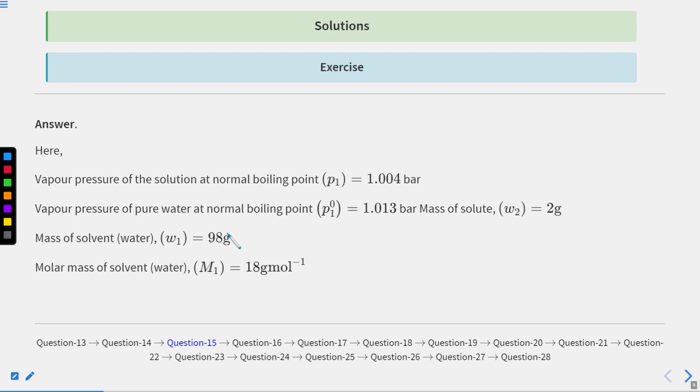So the vapor pressure of the solution at normal boiling point is given as 1.004 bar. Now what would be the vapor pressure of pure water at normal boiling point? It would be 1.013 bar. Now the mass of water is 98 gram and the molar mass of the solvent is 18 gram.